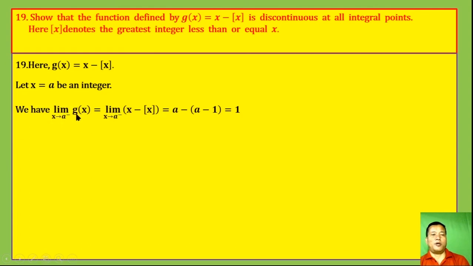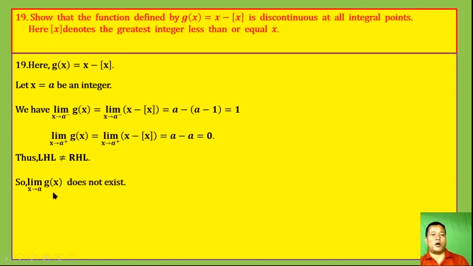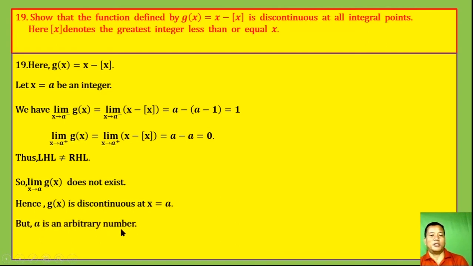We have limit of g of x at a from the left is a minus (a minus 1), that is 1. Right hand limit at a is 0. They two are not equal, thus left hand limit does not equal right hand limit. So limit of g of x as x tends to a does not exist. Hence g of x is discontinuous at x equal to a. But a is an arbitrary integer. Hence g of x is discontinuous at all integral values of x.